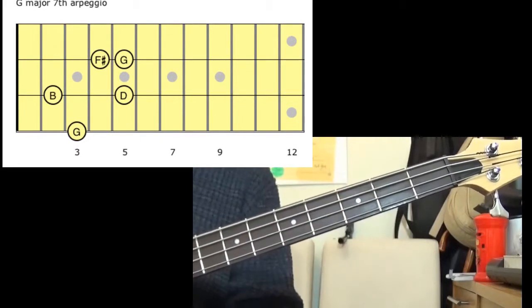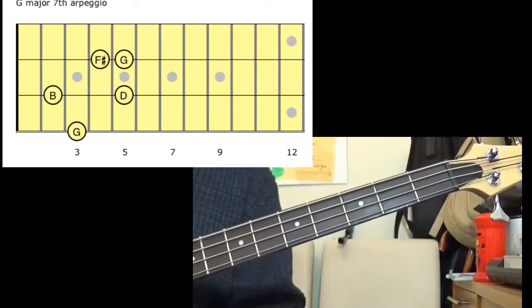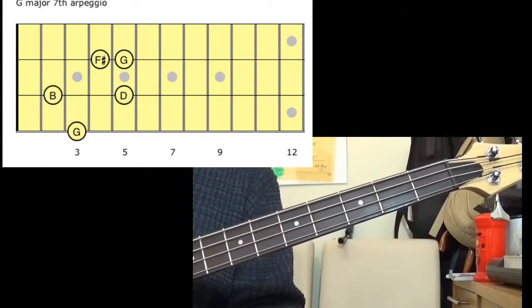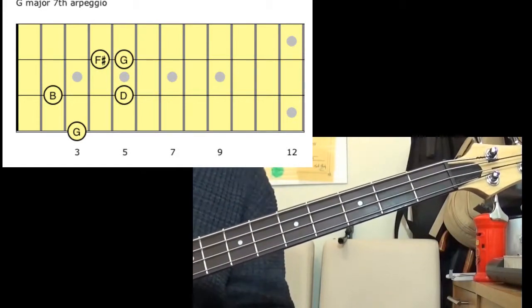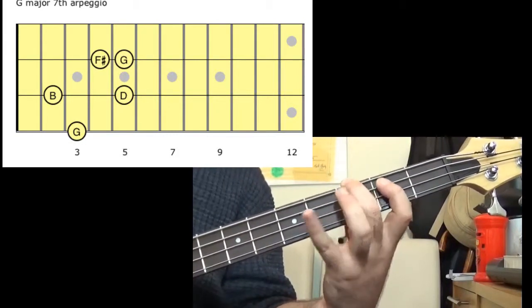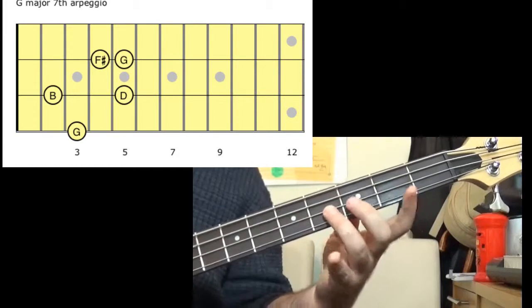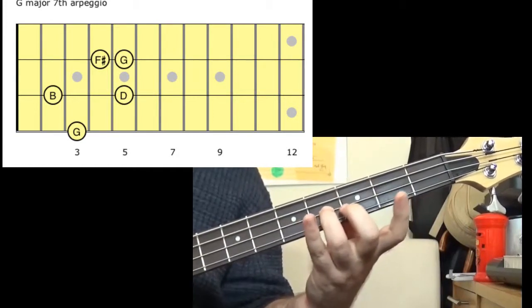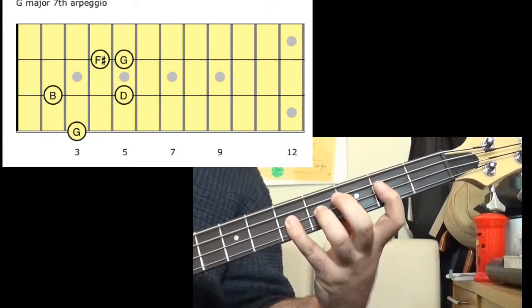To make a major 7th arpeggio, I need all the ingredients that make the arpeggio major. So I need the 1st, the 3rd, the 5th, but I need to now add the 7th. So root, 3rd, 5th and the F sharp, the 7th note of the scale, and then my octave.